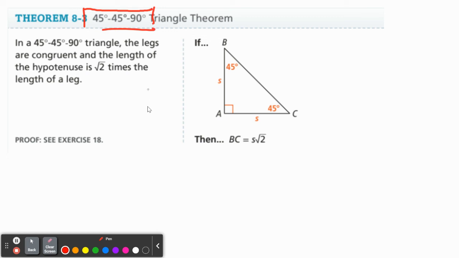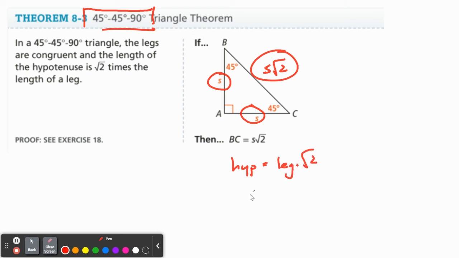All right, so here is the formal introduction of a 45-45-90 triangle. In this picture, you will see that your side lengths are S and S, your legs are S and S, right? And your hypotenuse is going to be S square root of 2. The hypotenuse is the length of the leg times the square root of 2.